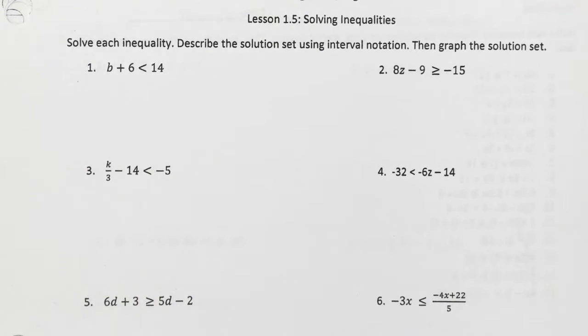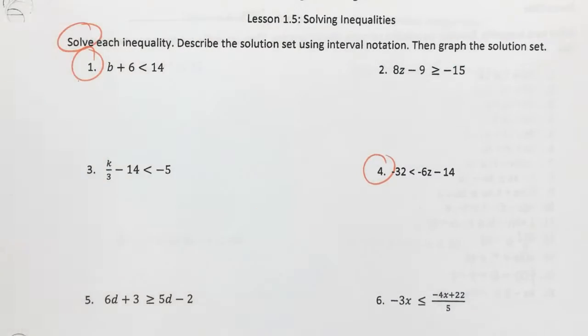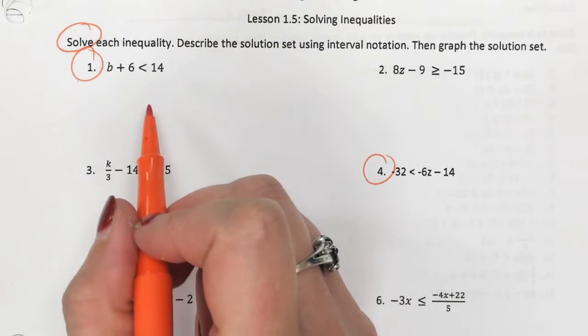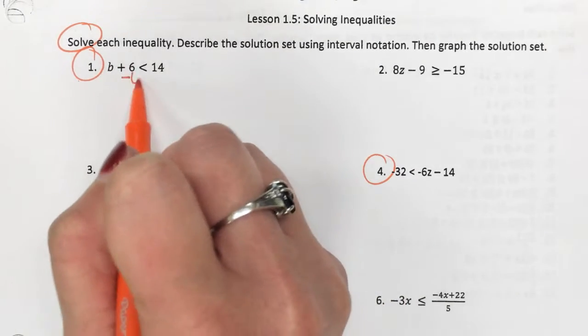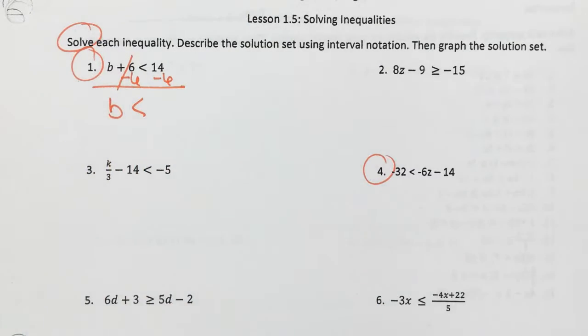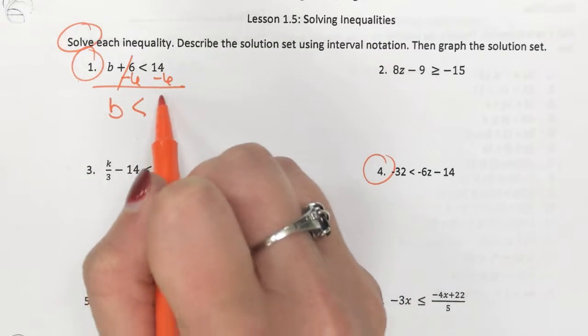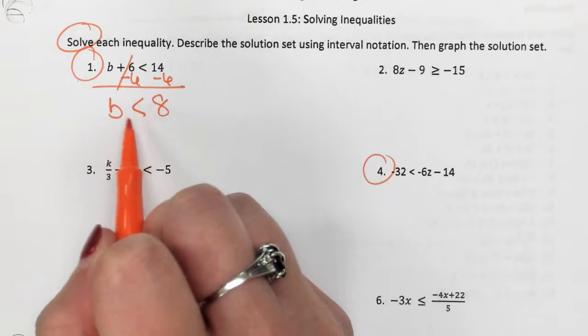All right, so we're going to look at number 1 and 4 real quick. The directions say to solve first. So how do I solve that? Subtract 6. There you go. Subtract the 6. All right, so what's 14 minus 6? 8. There you go. All right, what's this sign called right here?